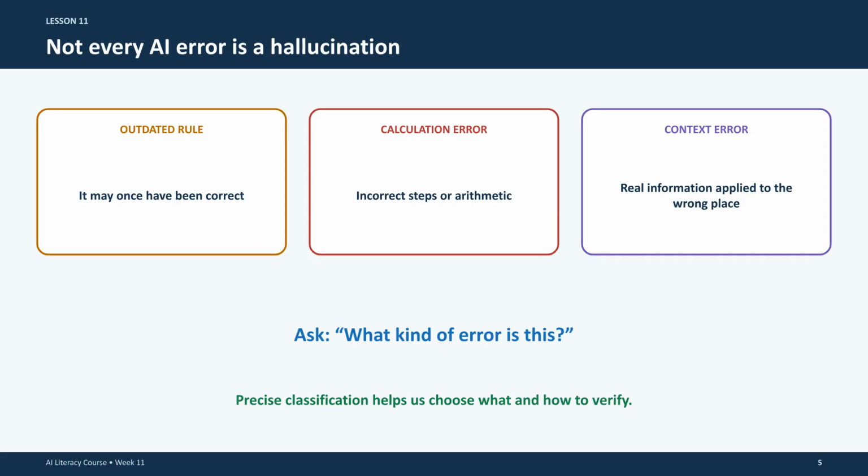It is helpful to describe these issues as fabrications in the output, rather than saying the AI believed a false fact. Not every error is a hallucination. There are also outdated rules, calculation errors, and context errors, where real information is applied incorrectly. Precisely classifying the error helps us determine the best way to verify the information.